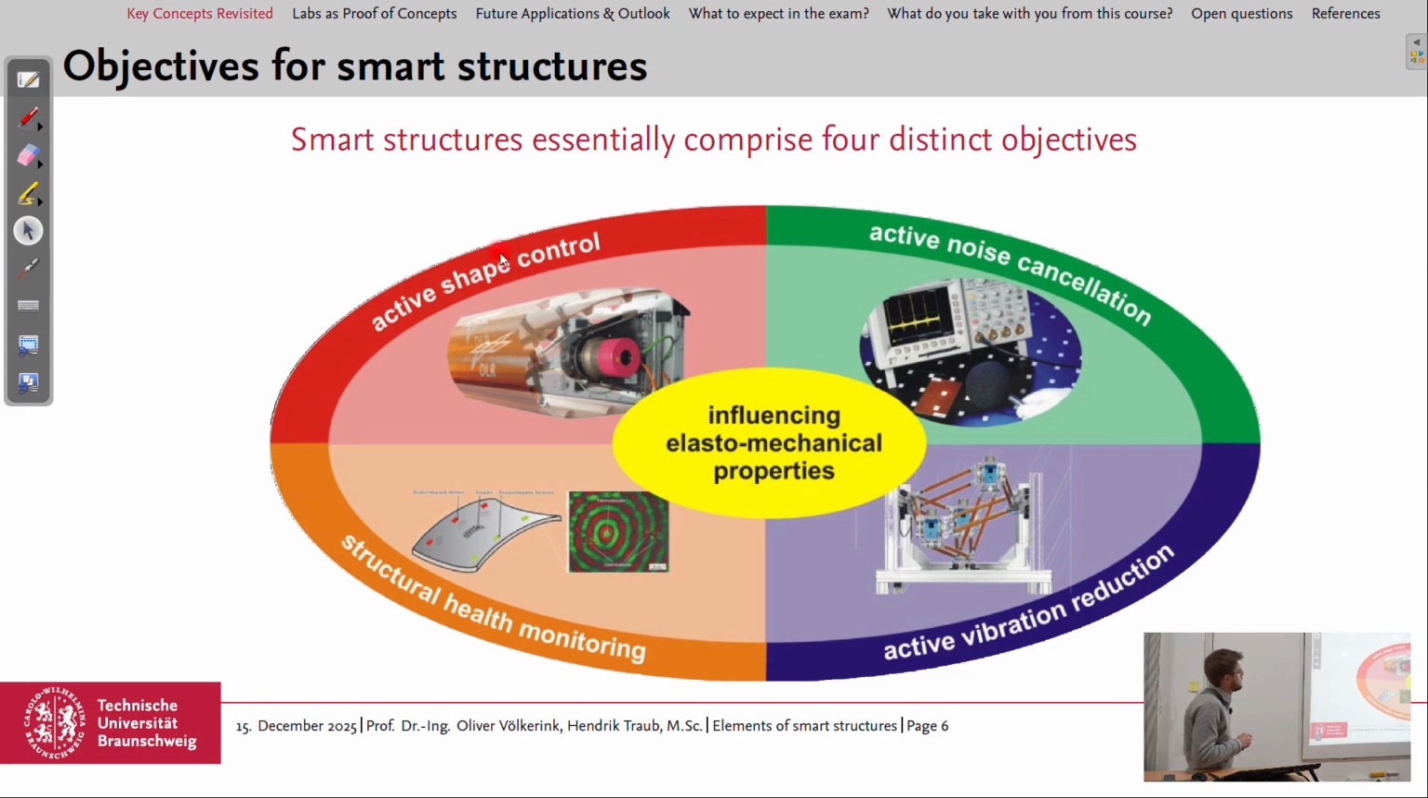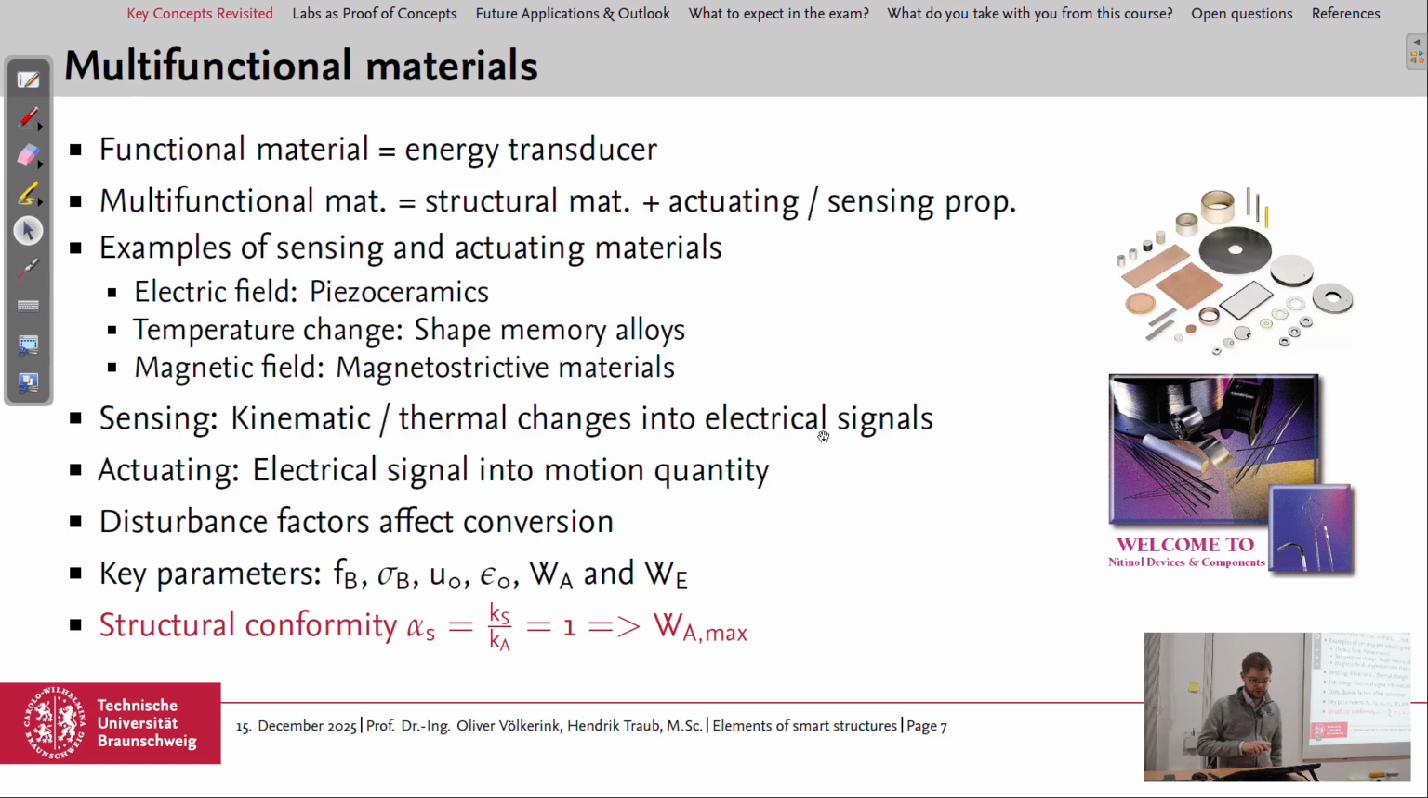Smart structures comprise 4 distinct objectives. So active shape control, we will have a look at that also. Then structural health monitoring, which was no clear focus of this short course. We only briefly introduced it. Then active vibration control and active noise cancelling. These two are closely connected, and all of them target the influence of the elastomechanical properties.